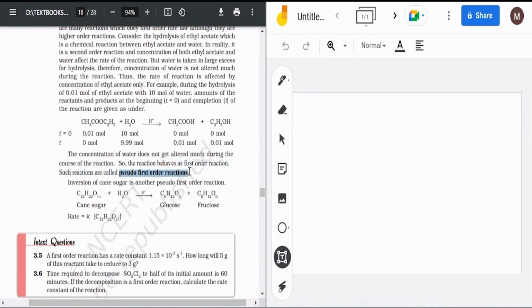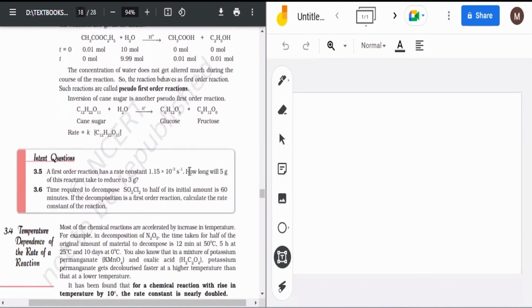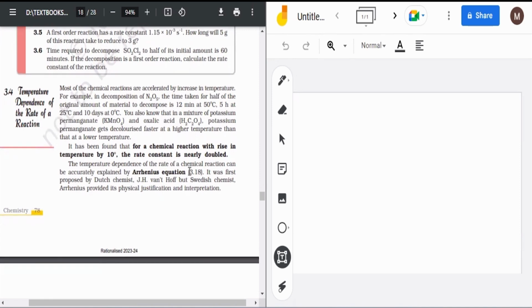In the similar way, we can define pseudo second order and pseudo third order reactions, but this thing is not much important. So if you want, you can skip that. Now coming to temperature dependence of rate of reactions. This is a statement you can learn. For a chemical reaction with rise in temperature by 10 degrees, the rate constant is nearly doubled.